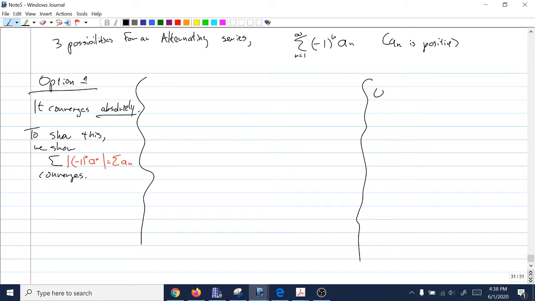Option 3 is that it doesn't converge at all. Probably we will show that it doesn't converge using the divergence test.